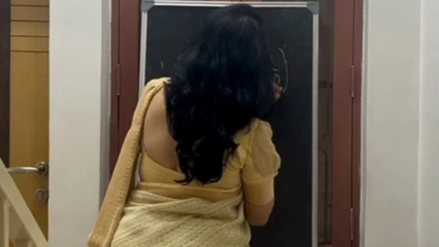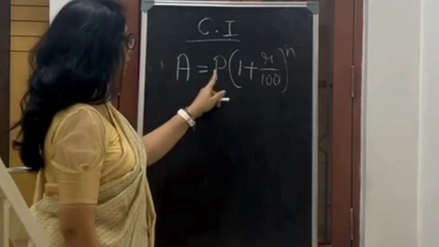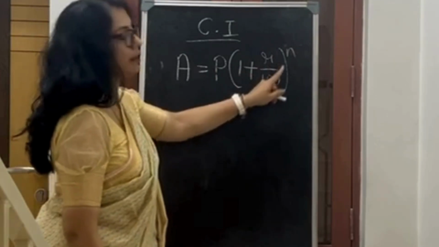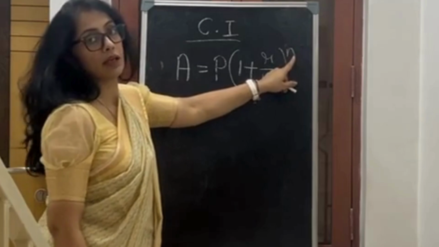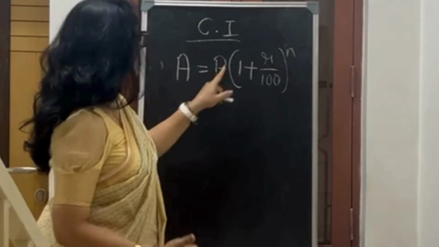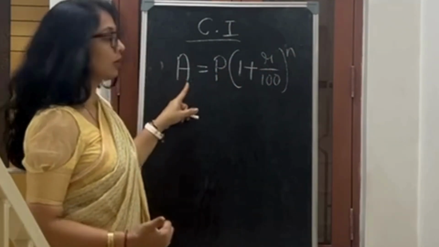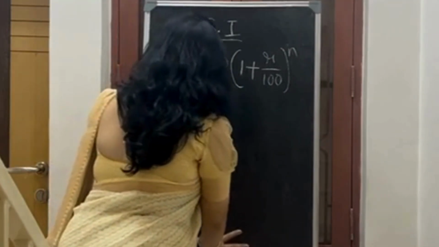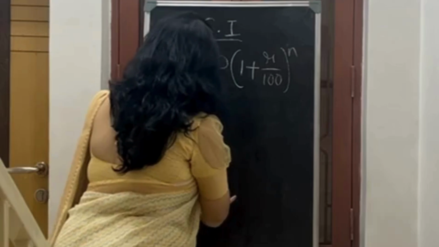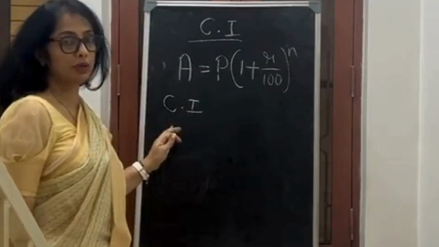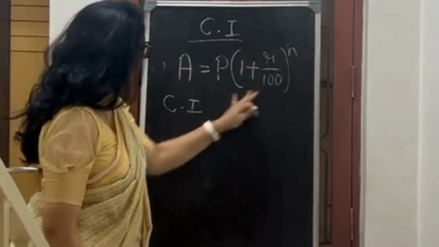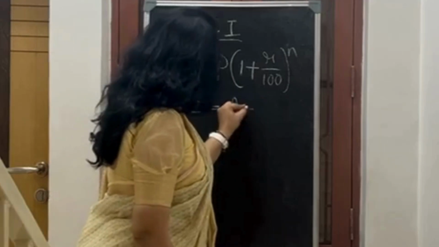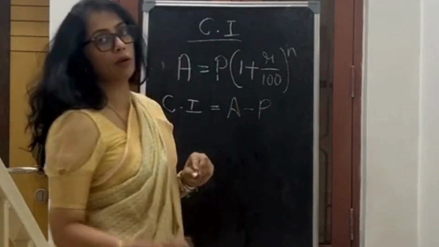What is the formula? Formula is amount equals to principal in the brackets 1 plus r by 100 to the power of n. Amount equals to principal into 1 plus r by 100 to the power of n. What is n? N is number of years, r is rate of interest, p is principal and a is amount. Now, in my question, if they ask me to find out CI, how should I do? I have to find out amount, then I should do amount minus principal.